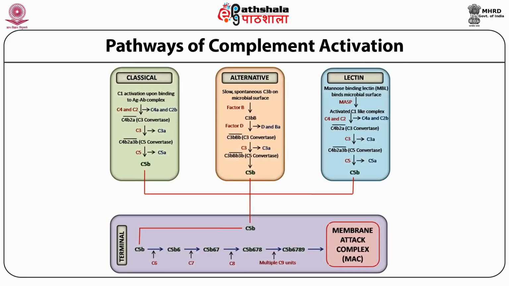Now, keeping these rules in mind, let's move further to different activation pathways of the complement system. The overall cascade can be divided into early activation steps and a terminal membrane attack complex formation. The early steps of complement activation can follow either the classical, alternate, or lectin pathway. All of them culminate in the cleavage of C5, producing C5b. The terminal pathway is common to all. Let's move on to the classical pathway.